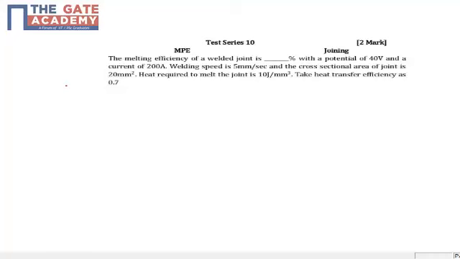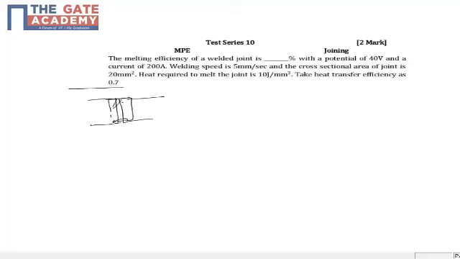Let's discuss a question from welding. The melting efficiency of a welded joint is asked with the potential. So let's say you are doing an arc welding, joining these two, or forming a cylindrical portion. This can be applied to any kind of welding.